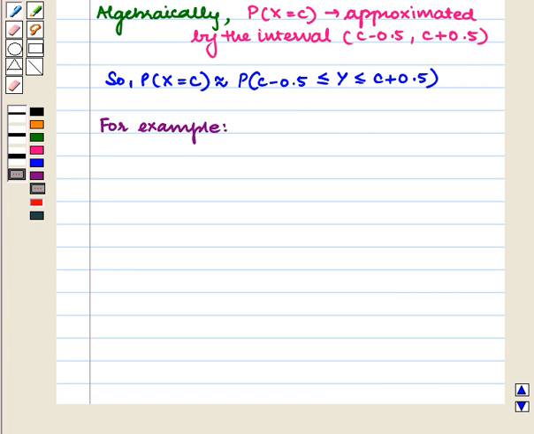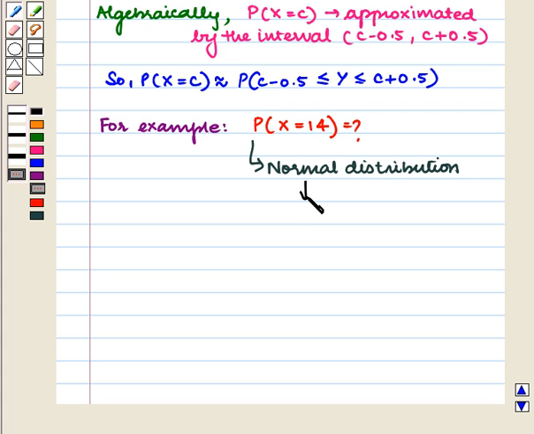For example, we want to find probability of x equal to 14. By normal distribution, it is approximated to be equal to probability of 13.5 less than or equal to y less than or equal to 14.5.